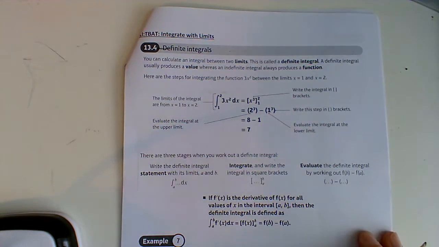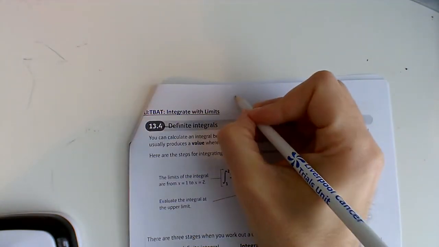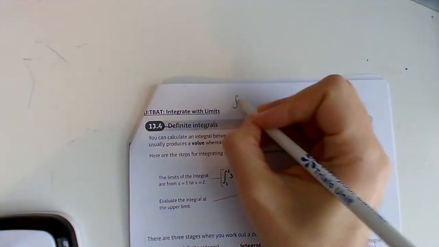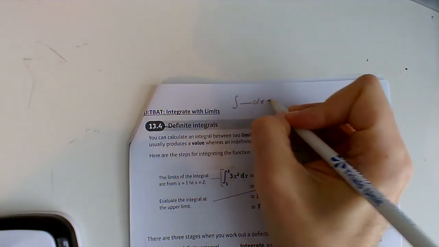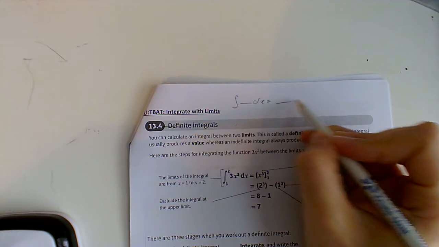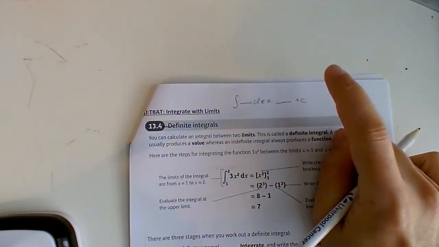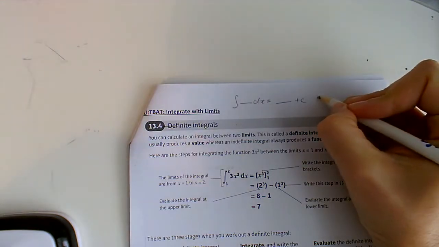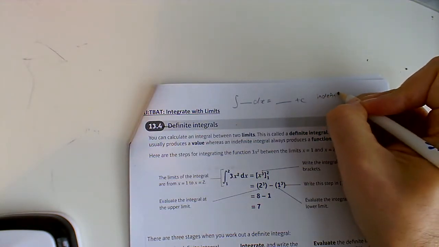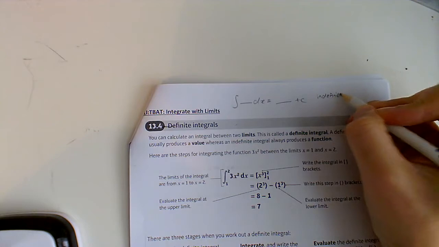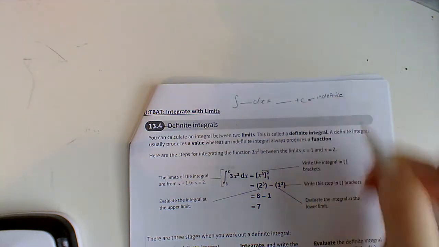So the difference this time is when you have an indefinite integral, you end up doing the integral of some sort of function dx, and when you get your answer there, you'll write your answer with a plus c at the end. Okay, that is when it is indefinite. That is when you do indefinite integration, that's your plus c.